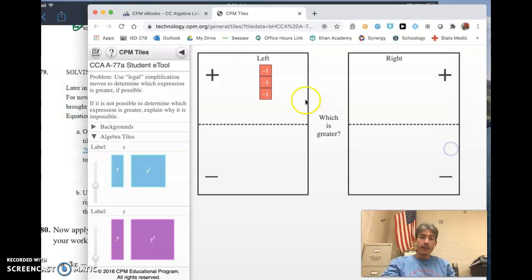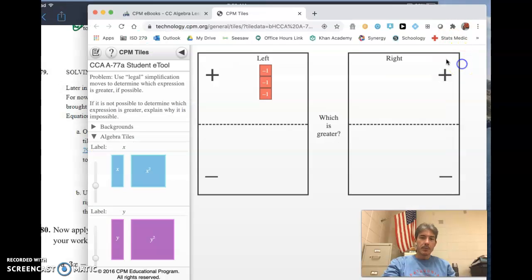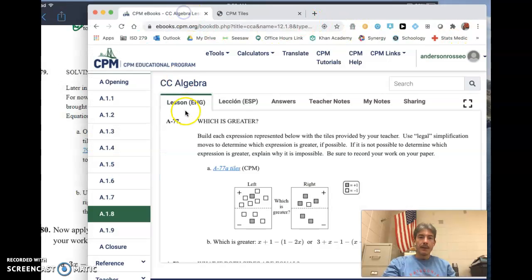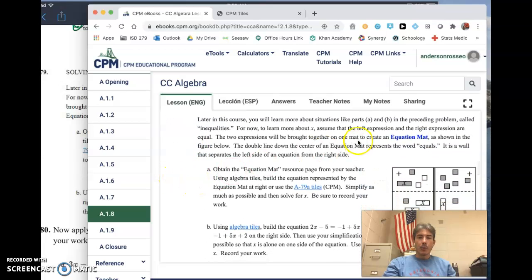It's going to look very similar to this right here, except slightly different. It's going to look like this. It's going to have a little double bar in the middle. I'll talk about that in a second. But if you would find A79 in your book, we will talk about those inequalities later as we move on into other things, later in the course.